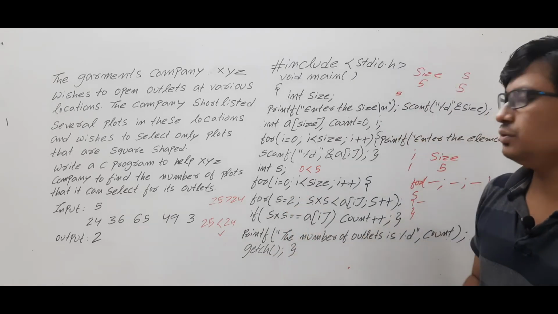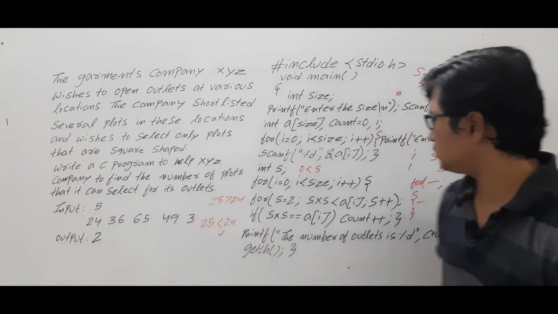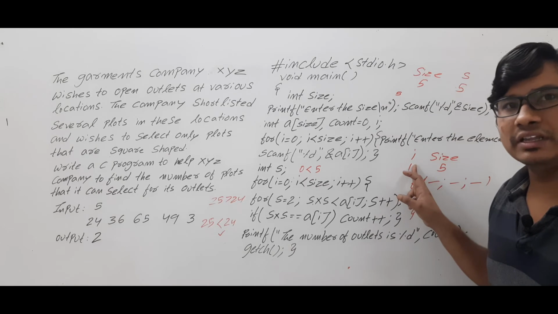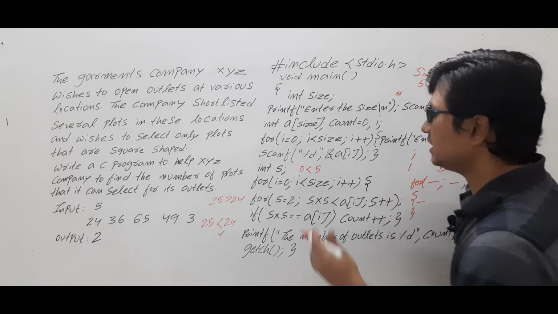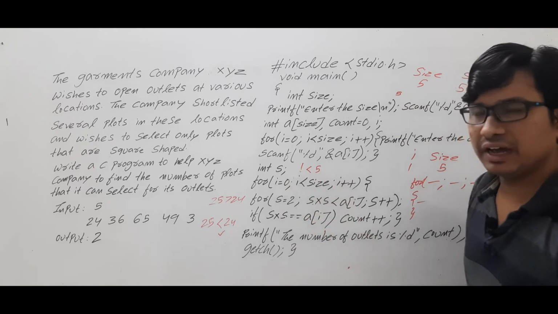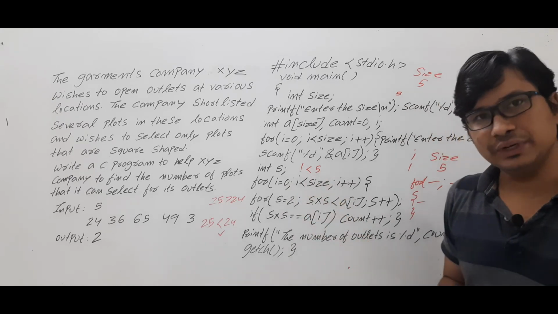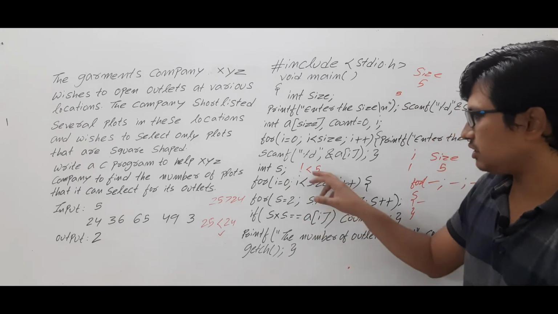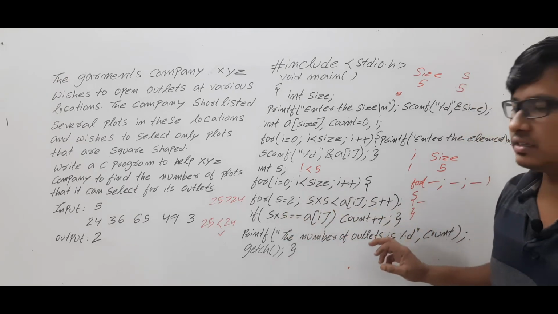Now we need to go for the next element. So that's why we have incremented the i value. Now look at here. i value is 1, size value is 5. So 1 is less than 5. Yes, this condition is true. If this condition is true, again it will go inside the for loop.